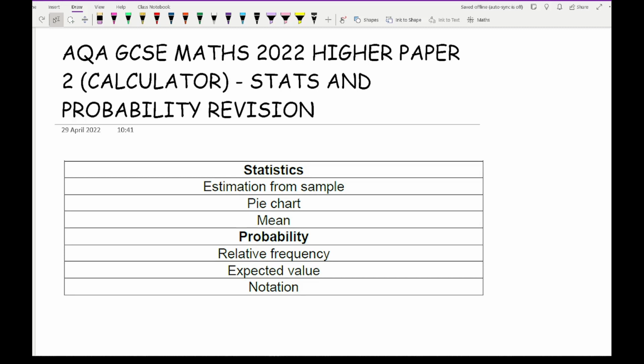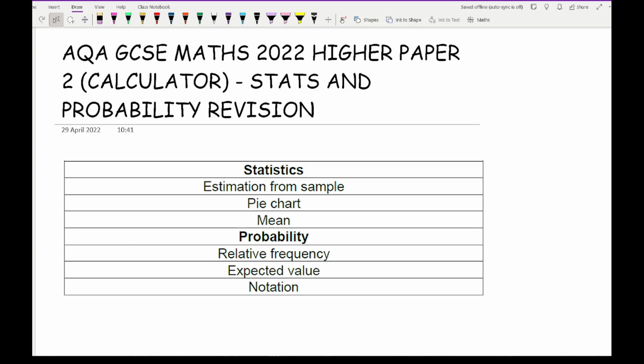So looking at the statistics part, the first one, which is estimations from a sample. For this, I would recommend that you know how to make a sample and how to calculate values for what's going to be contained in the sample, and also just basic information about how you would collect a sample as well. For pie charts, you need to be able to draw a pie chart, know how to work out the angles, but also how to read information from a pie chart and also work backwards. So when you're given a pie chart, can you then work out the frequencies? And again, pie chart questions in the past have been linked with other areas of algebra, number, ratios and proportion.